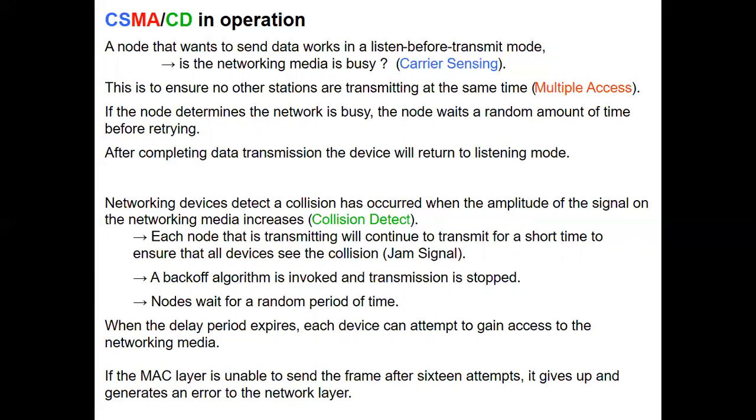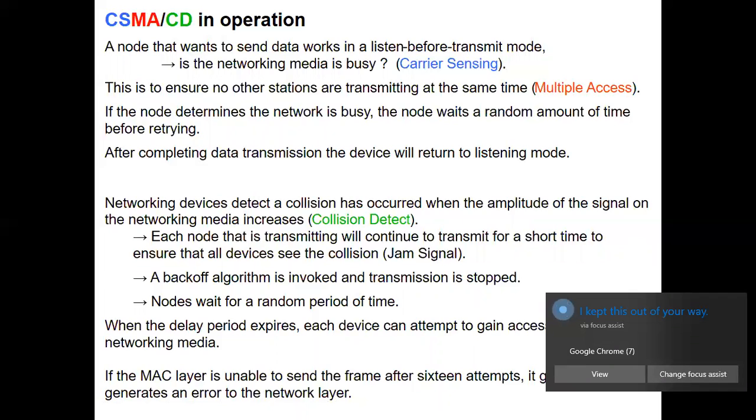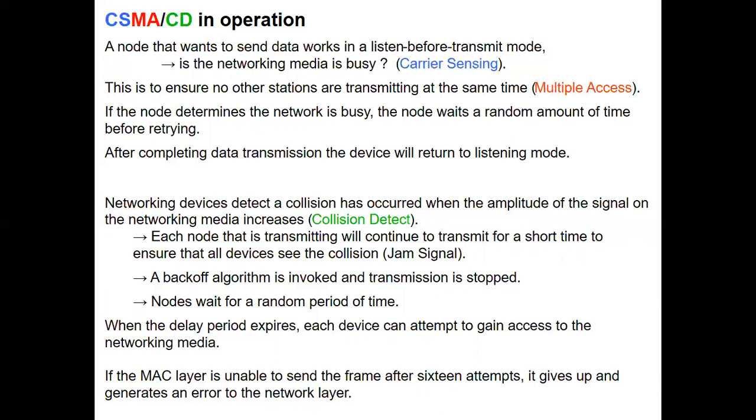The network device detects that a collision has occurred when the amplitude of the signal on the network media increases. Each node that is transmitting will continue to transmit for a short time to ensure that all devices see the collision, which is a jam signal. Then a backoff algorithm is invoked and transmission is stopped.